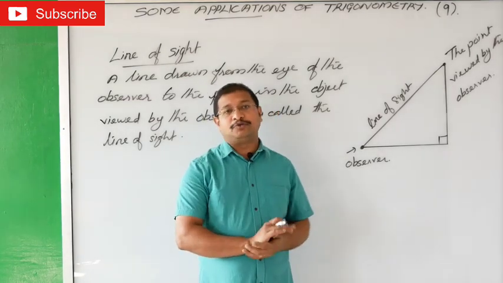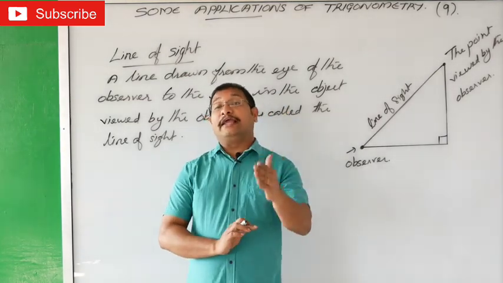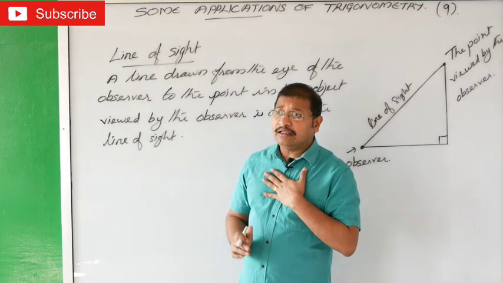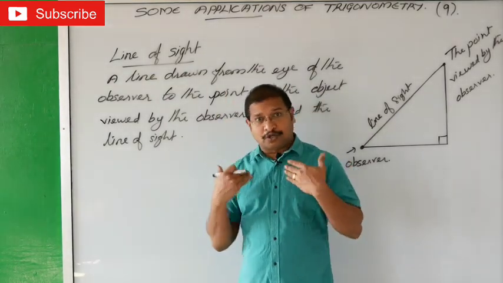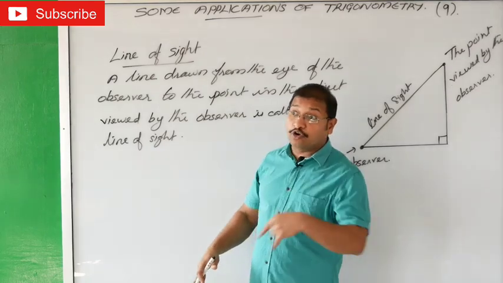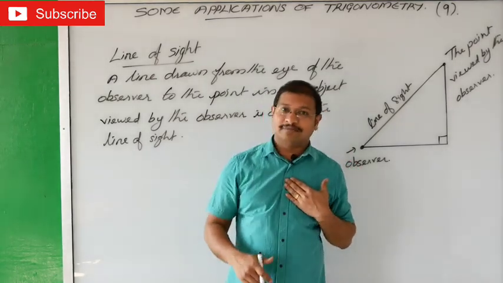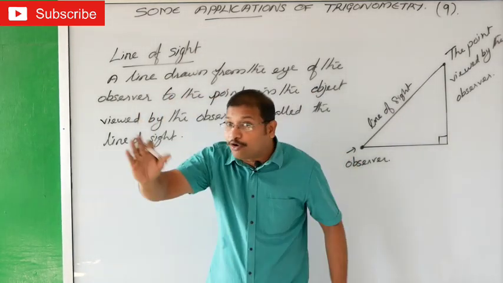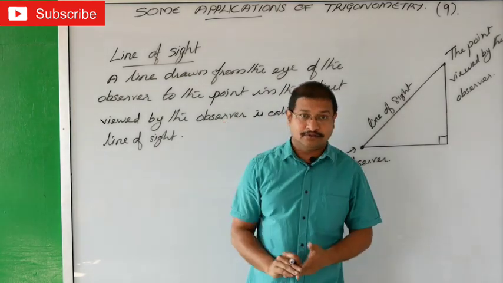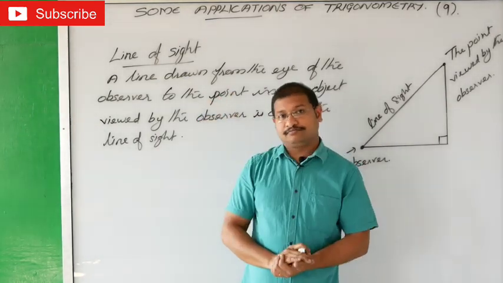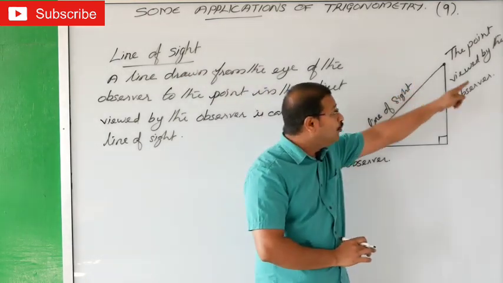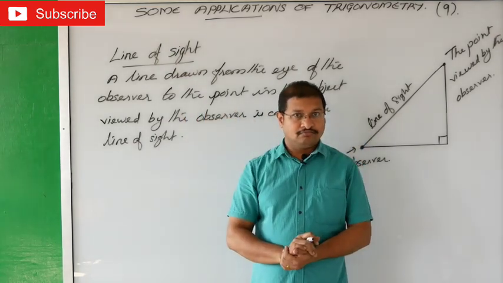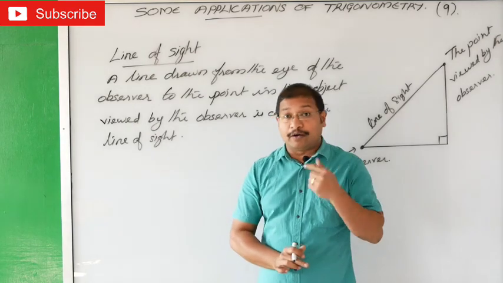Let's see now in this chapter, the first thing we have to know is what is line of sight. Suppose I am standing and looking at a mountain. I am the observer, and the mountain is the object. I am not going to see the entire mountain, only a particular point. That point is the point of view, taken by the observer with my eyes.